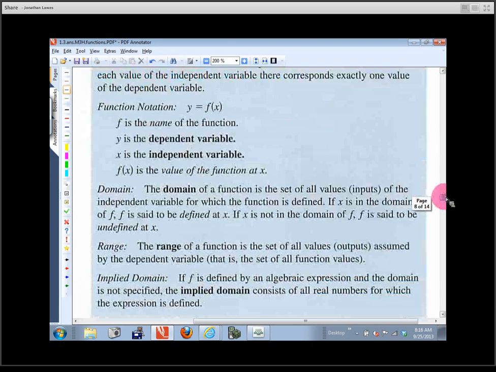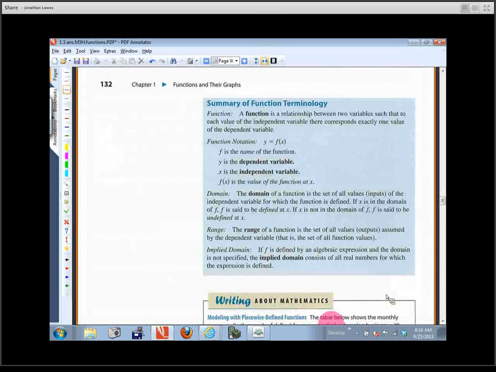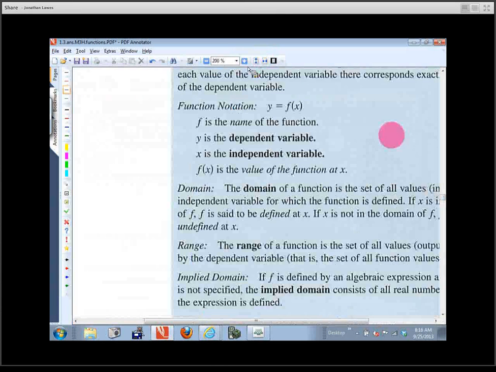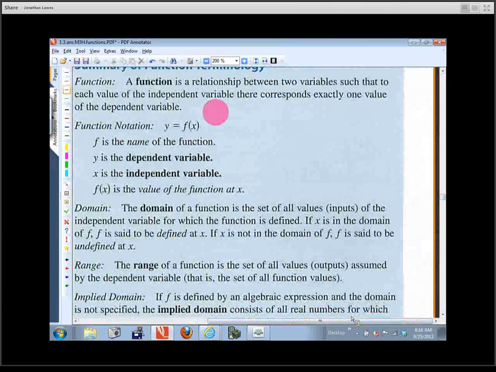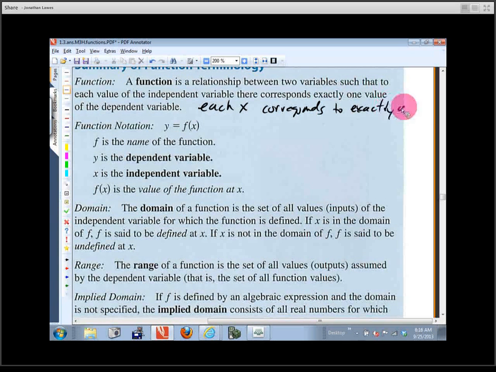Okay, all right. On the next page, if you flip there, it's a summary of some of the terms that we've talked about. It talks about what a function is. We could use this wordy definition and explanation, or we could just say each x corresponds to exactly one y. Each x can correspond to exactly one y. The opposite is not true. Each y doesn't have to correspond to only one x. We'll deal with that another time, but that's one way that we can describe that.